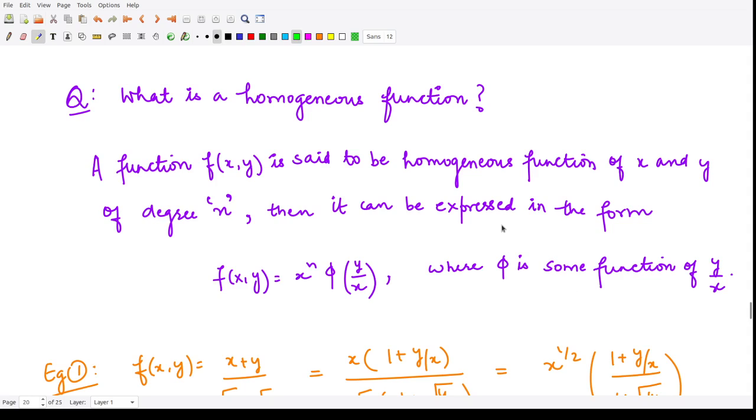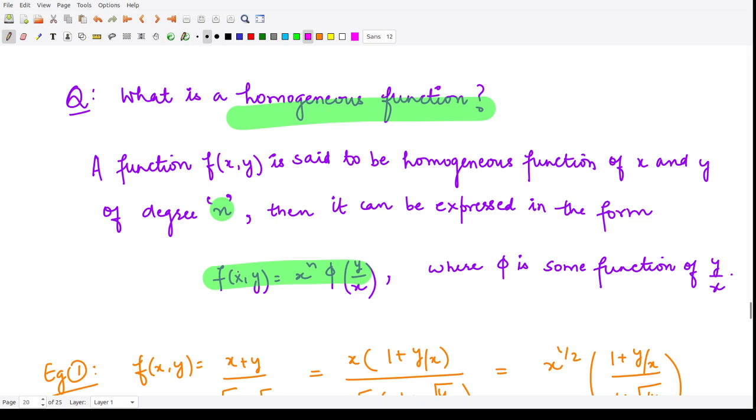So next we have this homogeneous function. So what is a homogeneous function? A function is said to be homogeneous of degree n whenever it is expressed in this particular form. That is, f of x, y is equal to x to the power n times some function of y divided by x.